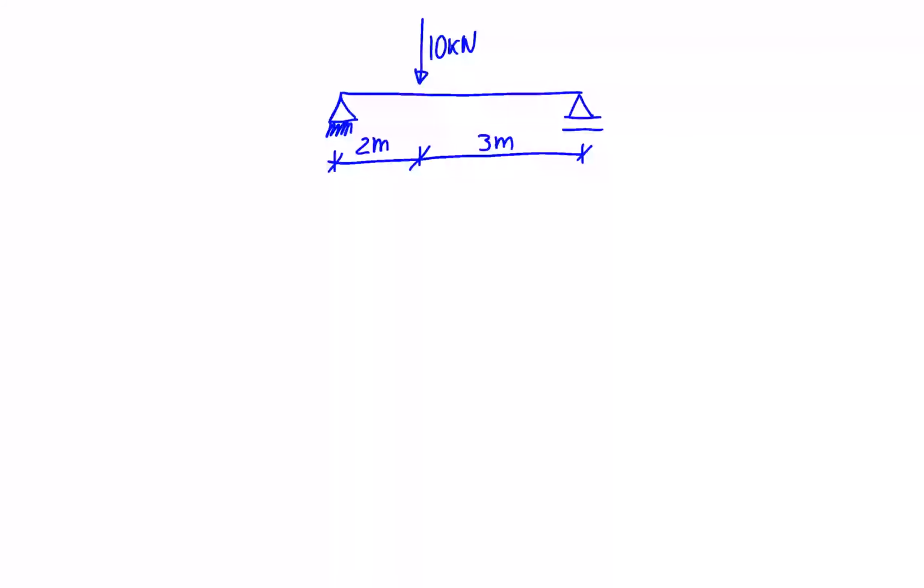So the objective of this problem is to compute the support reactions in this structure. The structure has two supports. Let's call them A and B. Support A is a pin, which means it has two reactions, a vertical reaction and a horizontal reaction. And I'm going to assume the vertical is upwards and the horizontal is to the left.